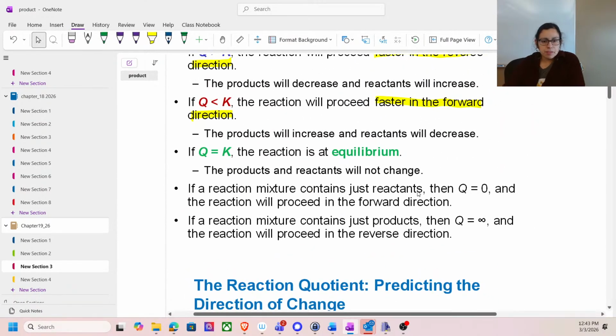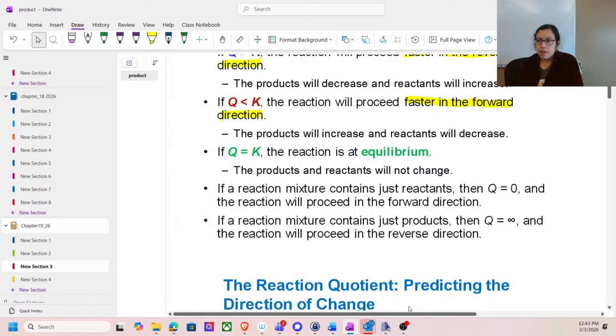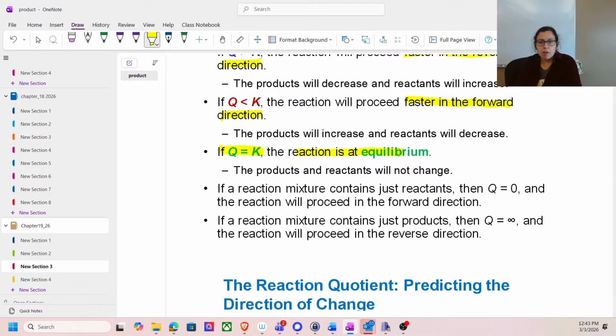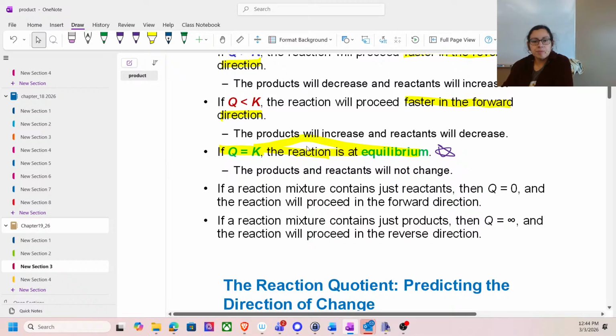What if it just so happens that Q is equal to K? Then we can safely say the reaction is at equilibrium, and our overall concentrations are not changing. We probably won't see this too much, but it could happen, and we're just being conscious of what that means. Eventually our system will reach equilibrium, but we're taking these cues at points prior to equilibrium and seeing which way we are headed.